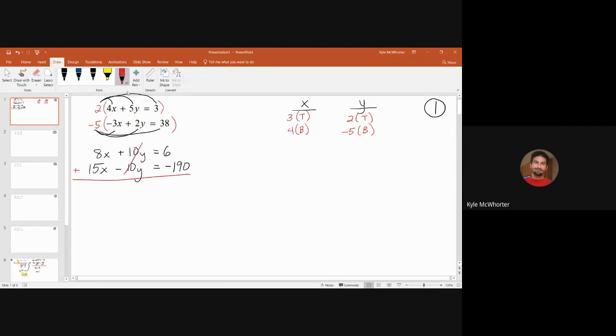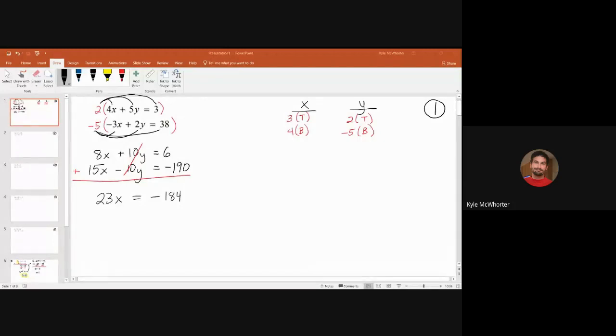Okay, so now we are going to add these equations, and the y's cancel each other out. So 8 plus 15 is 23, so 23x equals negative 190 minus 6, which would be 184. Now we're going to cross our fingers that 23 goes into 184. I'm pulling up a calculator and doing 184 divided by 23, and I get 8. Woo-hoo! A whole number.